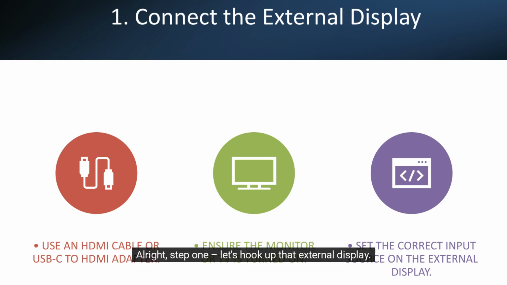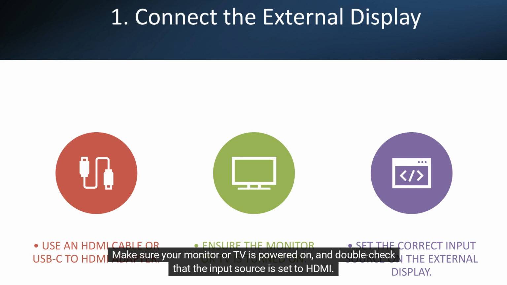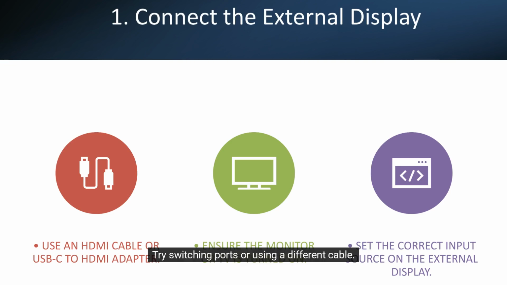Alright, step 1, let's hook up that external display. Grab an HDMI cable or a USB-C to HDMI adapter if needed. Make sure your monitor or TV is powered on and double check that the input source is set to HDMI. No signal? Try switching ports or using a different cable. Keep it simple, keep it smooth.